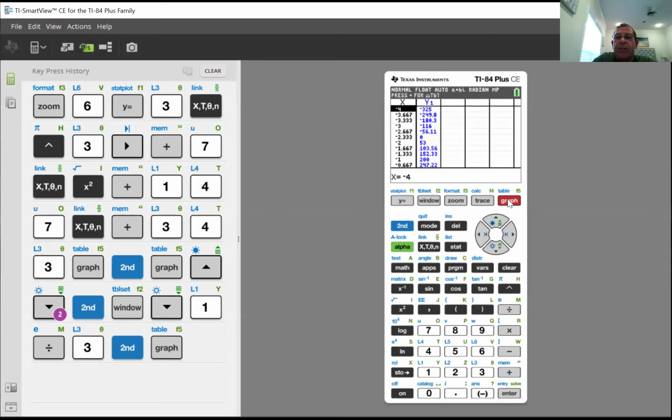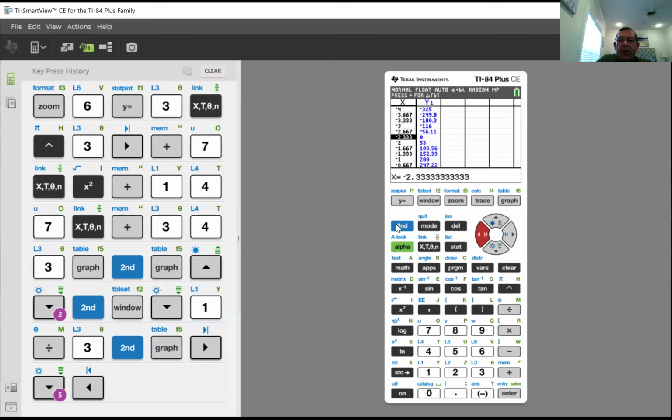Well, guess what? You see a 0 now for my y value. Let me go to the y and let me arrow down. And there's my 0. And it's happening at x equals -2.3333. And that 3 is going on forever, okay? But I'm going to show you how to change that into a fraction.